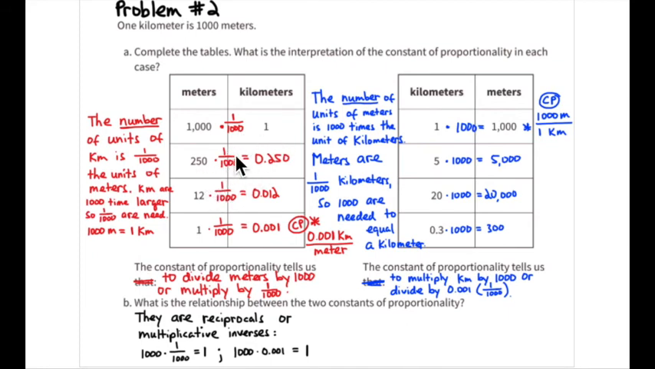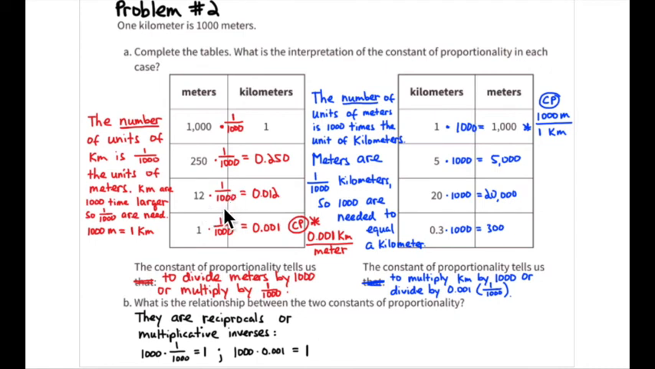250 meters times 1/1000th. So you're dividing by 1,000. So you're making this much smaller. That's the number of kilometers. And when you divide by 1,000, remember, just slide the digits. In this case, you're going to slide the digits 3 place values to the right. You're going to keep sliding them to the right until you get to 250 thousandths kilometers.